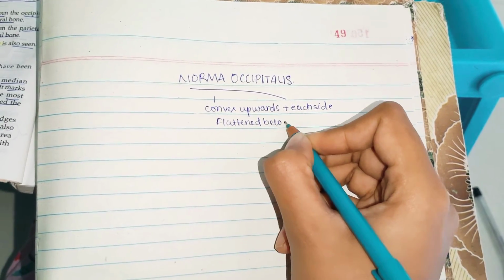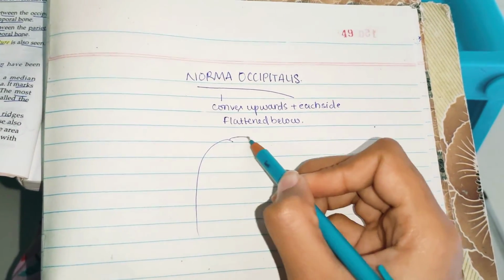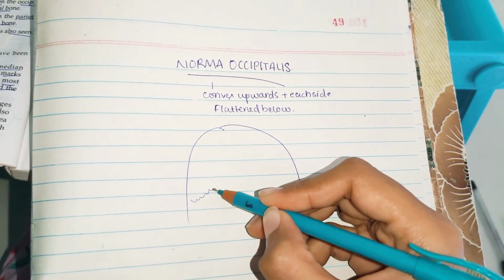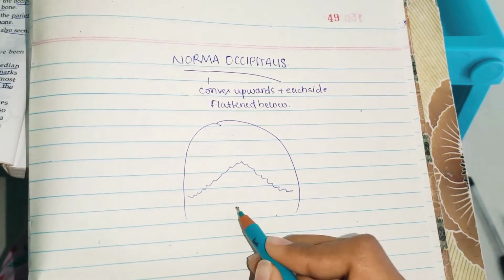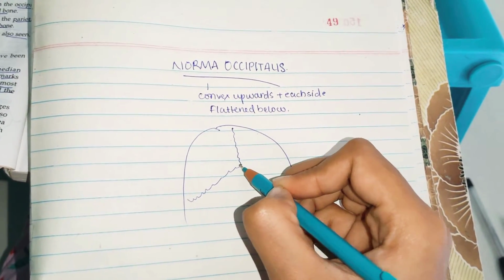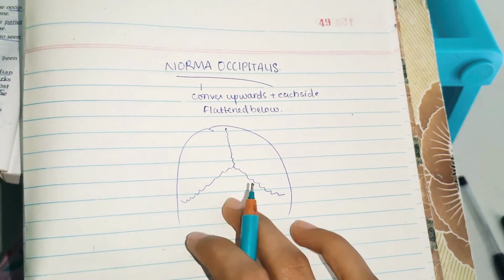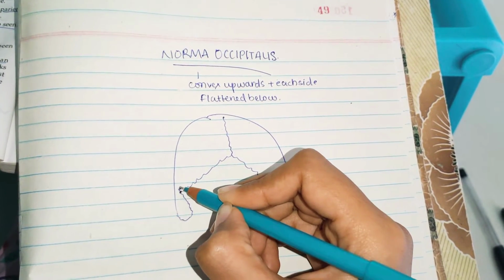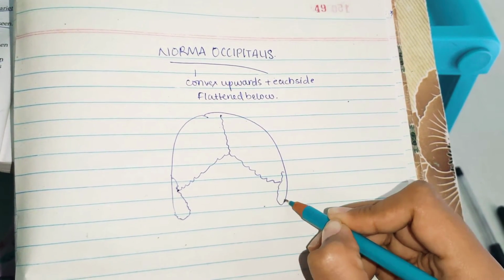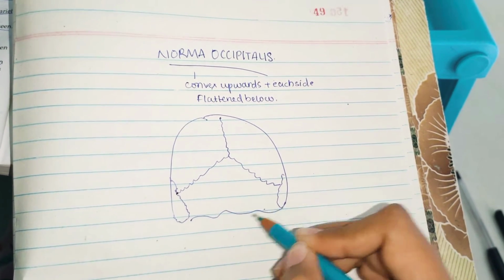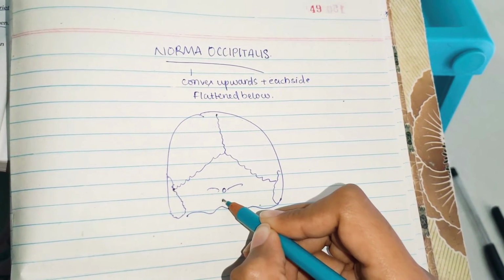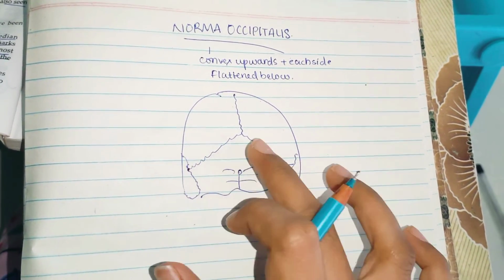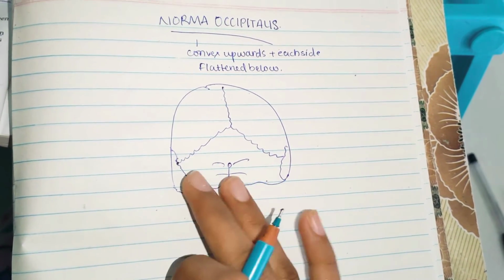I will show the diagram now. So for example, let us draw the Norma occipitalis. The main bone here is the occipital bone, and this is the sagittal suture. These are the two parietal bones. So this is the occipital bone, and also on the side here you will have a mastoid bone like this. This is how your occipital bone looks. So this is the Norma occipitalis side.